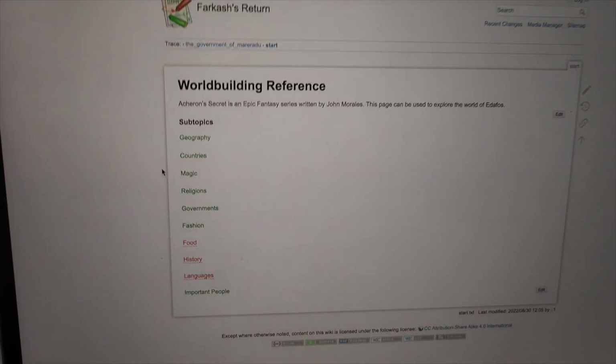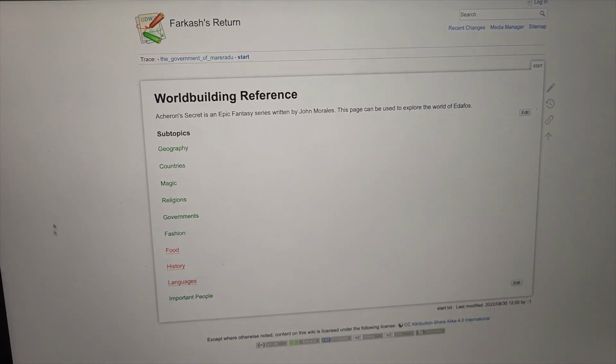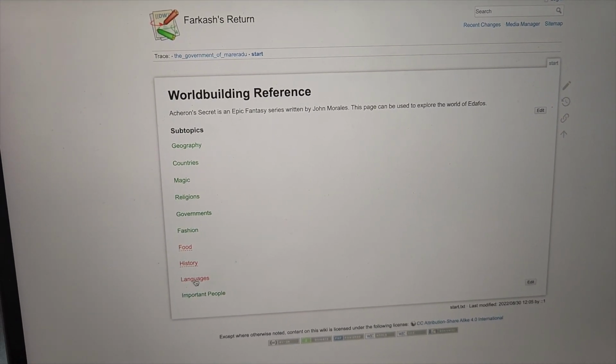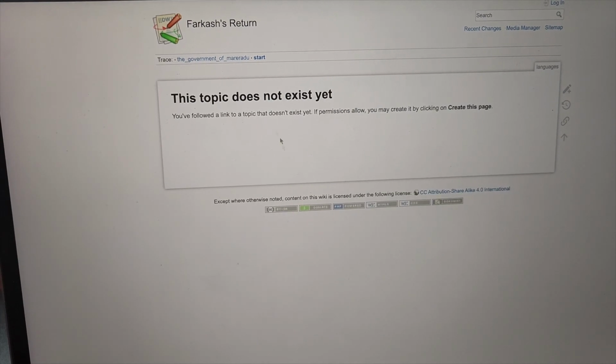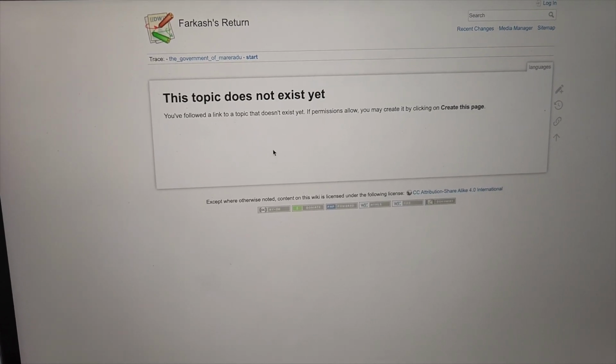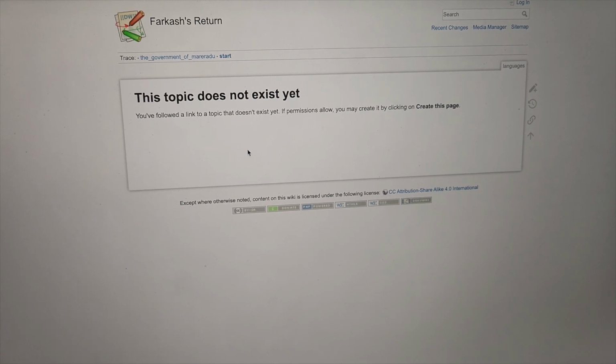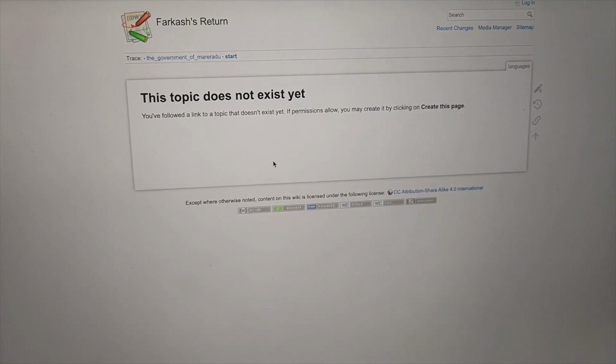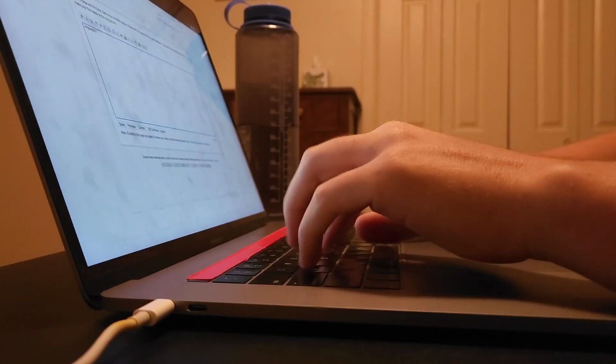And the way that I'm going to document these curse words is I'm going to use this little world building guide that I created. As you can see, I already had some place for languages. However, this little topic isn't even filled out at all. So I'm going to include the curse word stuff in here and just get started on filling this out and trying to figure out these details.